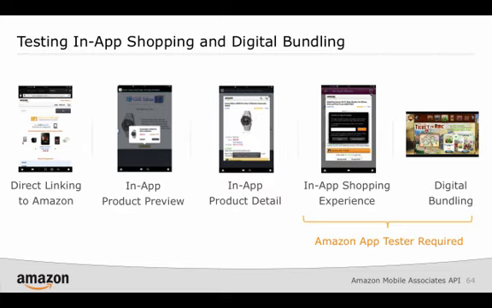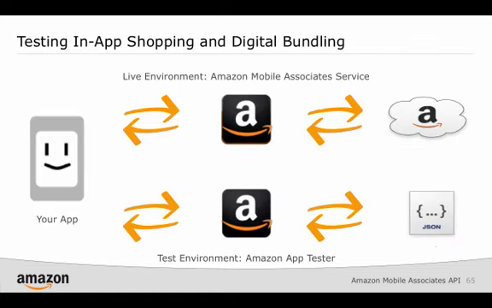So that's a pretty exhaustive treatment of the different features available for the Mobile Associates API. For direct linking, in-app product detail, and in-app product preview, only an internet connection is required for testing. In-app shopping and digital bundling, though, require the Amazon App Tester for testing. In test mode for in-app shopping and digital bundling, your app will automatically exchange data with the Amazon App Tester and a pre-configured JSON file on your device or emulator, instead of with the Amazon Mobile Associates service.